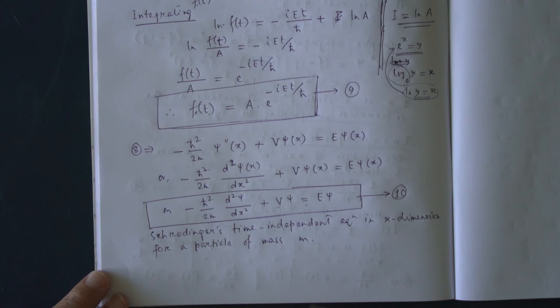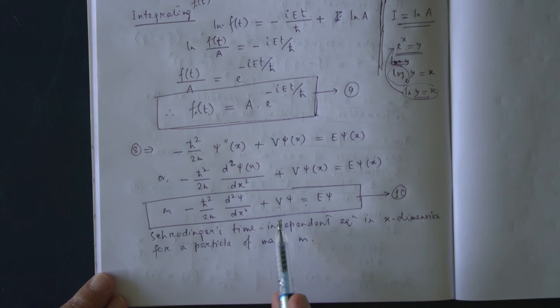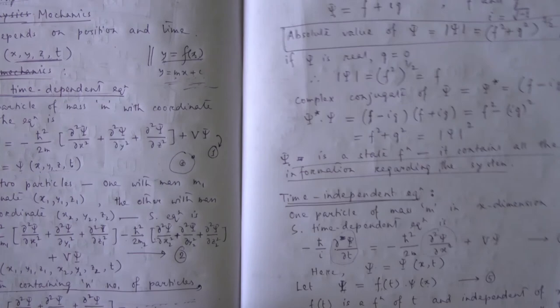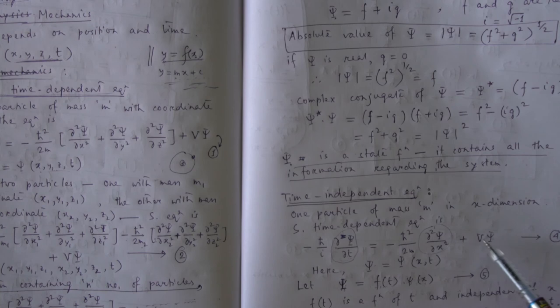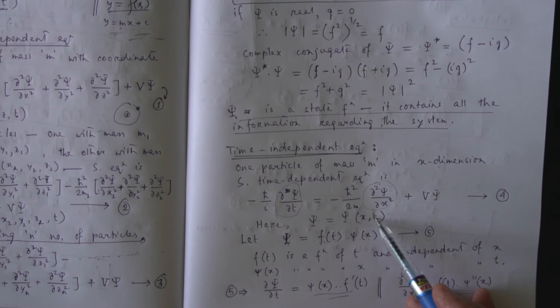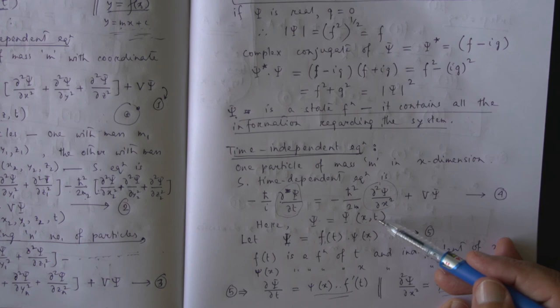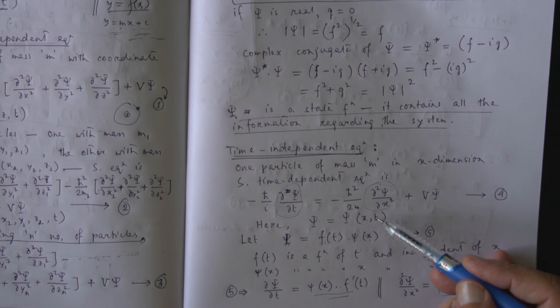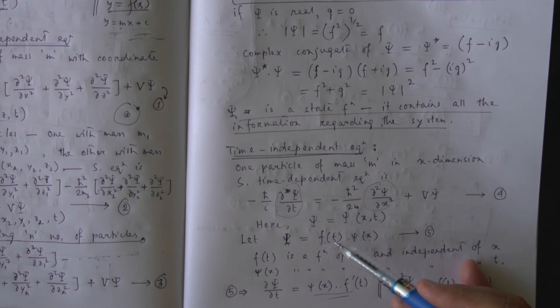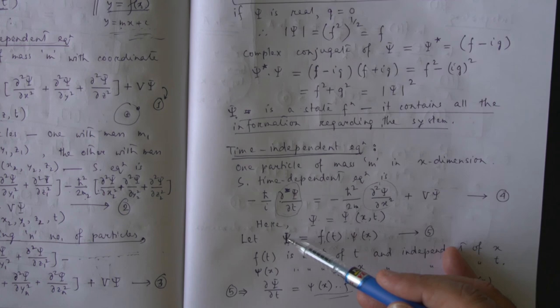So from the time dependent equation we are getting the time independent equation. Here we have got two variables, x and t, and we are separating the two variables x and t. And how to separate? First we assume the function to be a product of two independent functions.